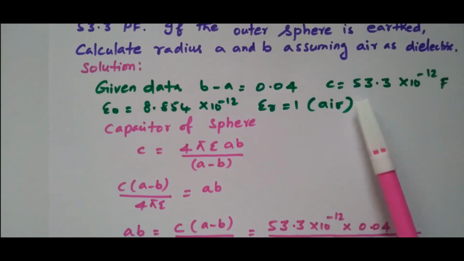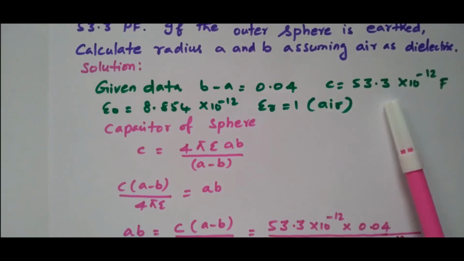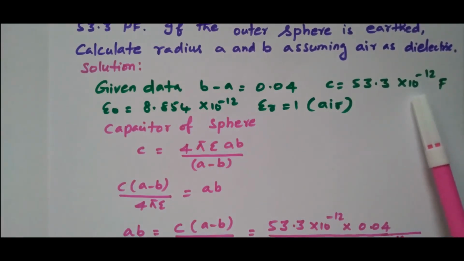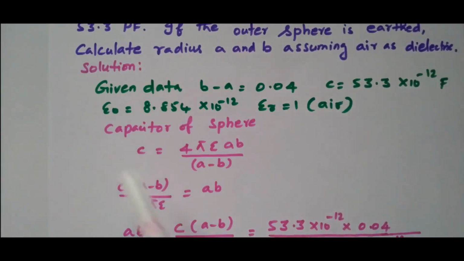The capacitance value is given 53.3 picofarad, that is 53.3 into 10 to the power minus 12. Picofarad means 10 to the power minus 12 farad. Then epsilon naught value is constant, 8.854 into 10 to the power minus 12. Epsilon r equal to 1 because it is given as air as a dielectric, right? What is the expression for spherical capacitor? C equal to 4 pi epsilon AB divided by A minus B. Just now we got this expression, right?